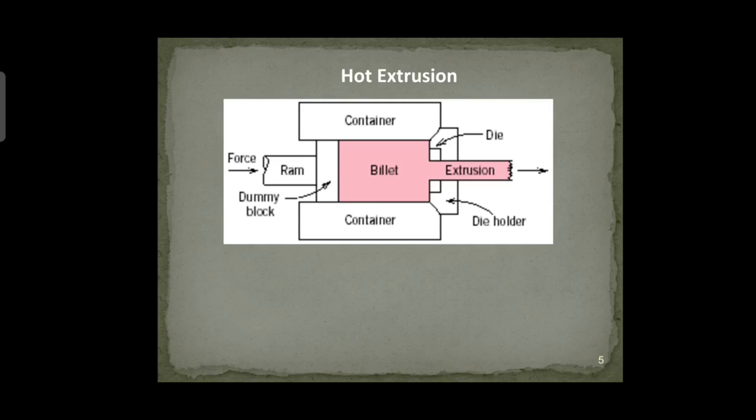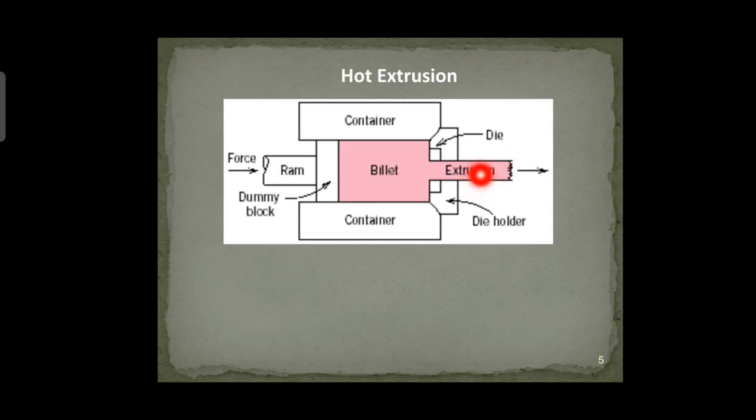After that you are forcing it through a die. We are applying some force. You can see the force applied in this direction with the help of the ram, which pressurizes or applies force on the billet and through the die. So this is the die. At the center of the die there is an opening, and according to whatever cross section it has, the material will come outside. So this is the extruded part.